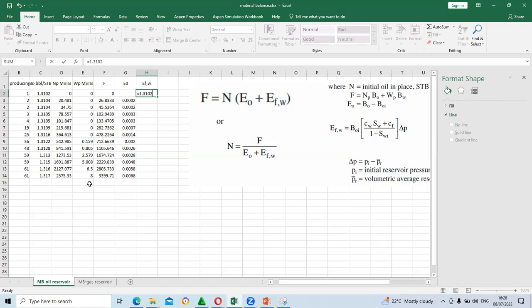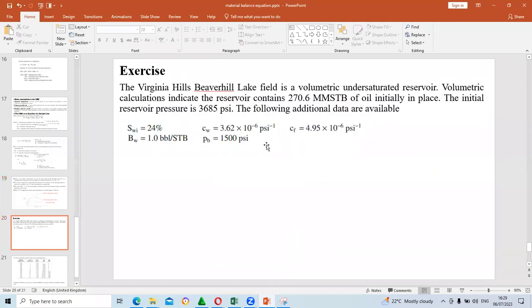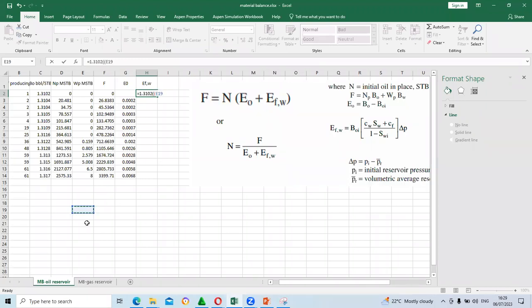We'll just put 1.3102. Okay. We open our bracket. Oh, bracket. All right. So we open this other bracket because we want to put all of this in a bracket. So I'll open another bracket. I have CW. That's our compressibility of water. Water compressibility is 1.26 times 10 to the power negative 6. So I will just write it down here.